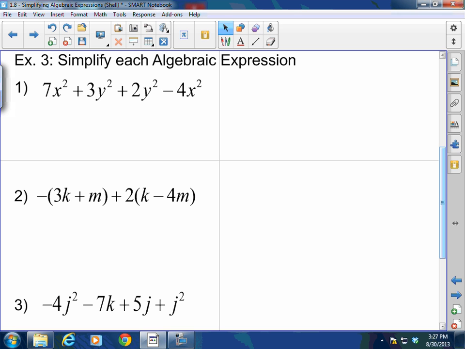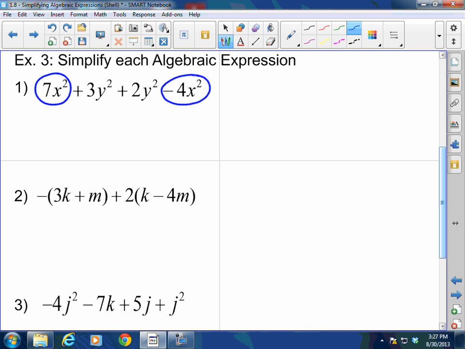If not, please look back at them or ask me any questions you want in class. All right, let's simplify each algebraic expression. When they tell you to simplify, they want you to combine like terms and get it as simplified as possible, my friends. I like to show myself what the like terms are. So I know that 7x squared and -4x squared are like terms, so I'm going to use circles for those. I know that 3y squared and 2y squared are like terms, so I'm going to use triangles.